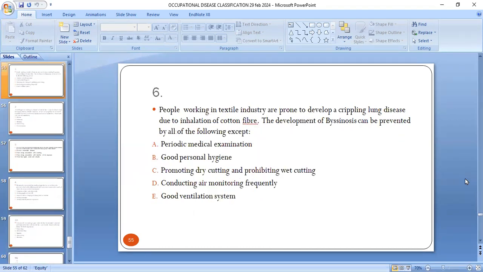Sixth MCQ: people working in the textile industry are prone to develop a crippling lung disease due to inhalation of cotton fiber. The development of byssinosis can be prevented by all of the following steps except: periodic medical examination, good personal hygiene, promoting dry cutting and prohibiting wet cutting, conducting air monitoring, or improving the ventilation system. B. C. It's C, promoting dry cutting and prohibiting wet cutting.